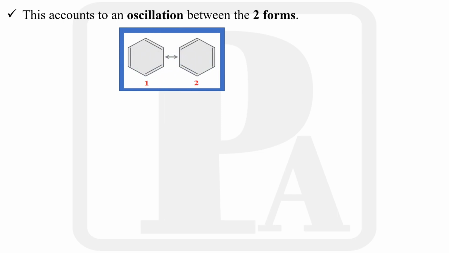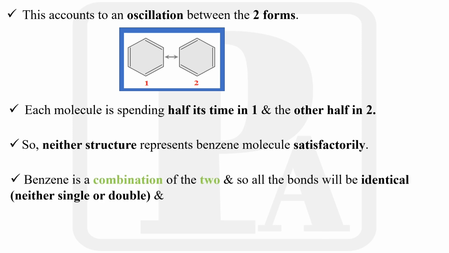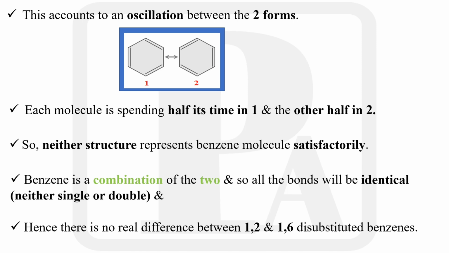So each molecule is spending half of the time in the first structure and half of the time in the second structure. So neither structure is representing benzene molecules satisfactorily. So benzene is a combination of the two forms. And all the bonds in the benzene are identical. It is not having single bond, not having double bond. So there is no real difference between 1,2 and 1,6 derivatives.